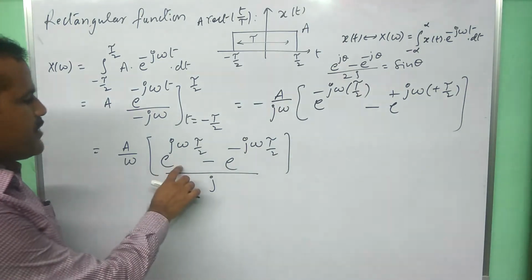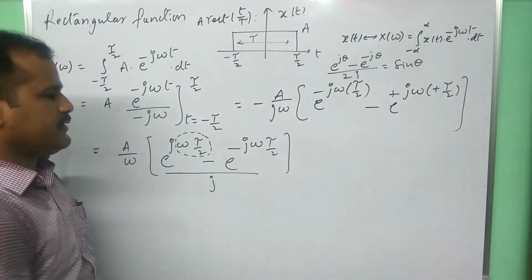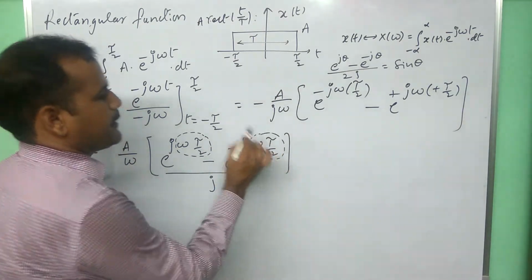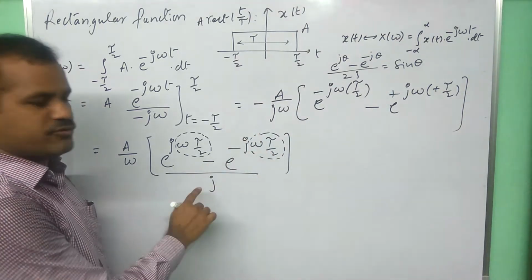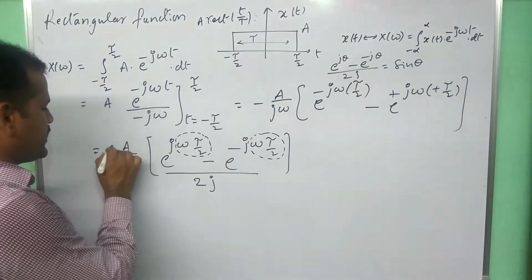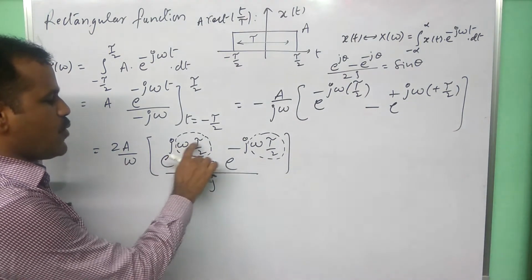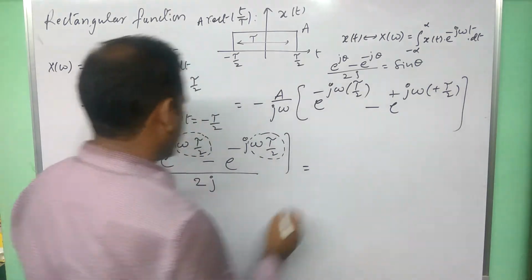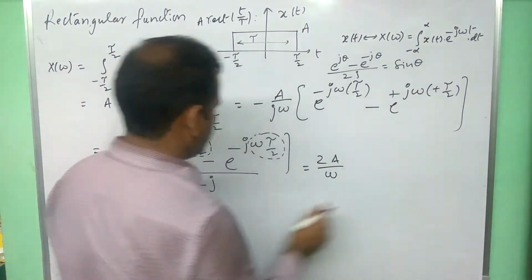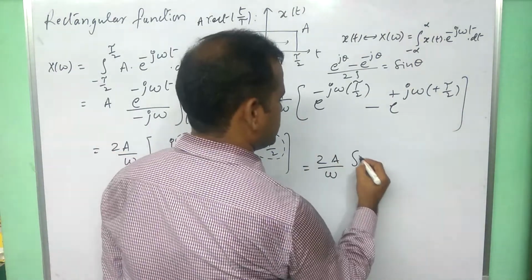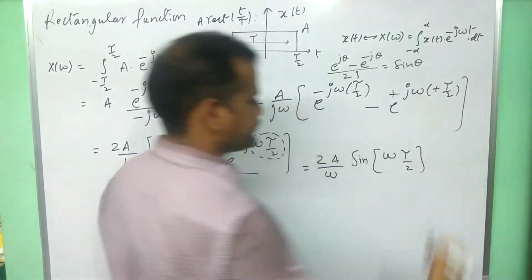Fine. So e to the power of j theta, this one is the theta. So e to the power of j theta minus e to the power of minus j theta divided by 2j is required, so that 2 I can multiply and divide here. So I can write this expression as sin of omega tau by 2. So I am rewriting this expression: 2A by omega amplitude, and this exponential is converted into the sine function, that is sin of omega tau by 2.